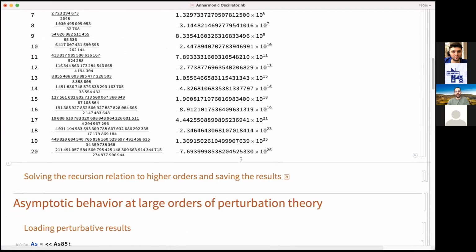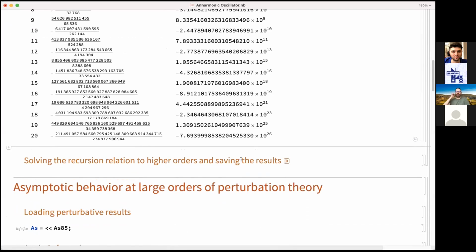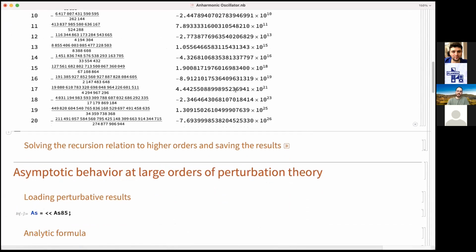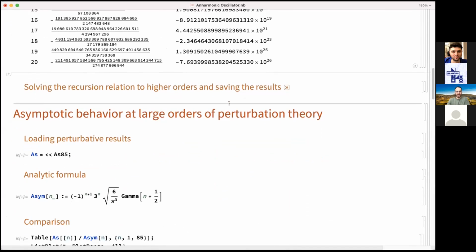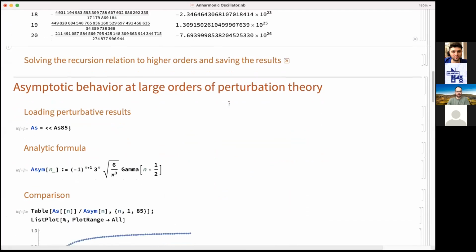So Bender and Wu got to 75 using the best computers of the time, and they did not get to rational numbers because they had to work with machine precision, the best they could. But now with our computers we can do a lot.